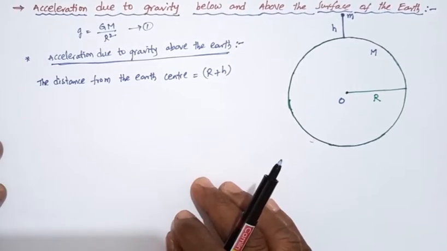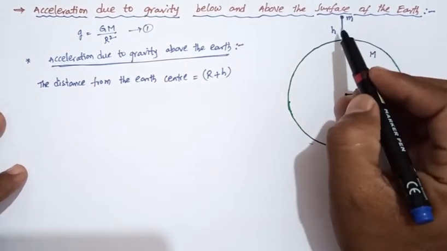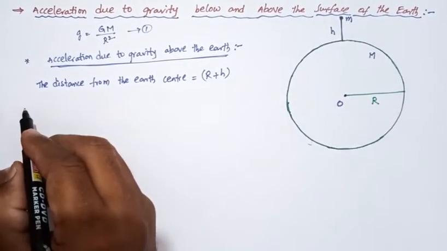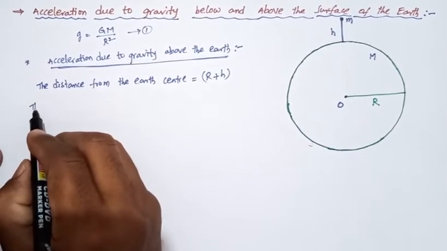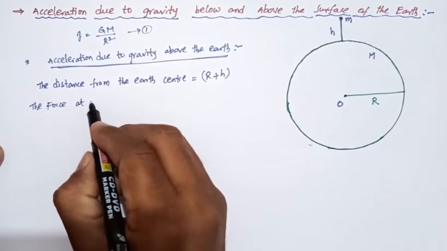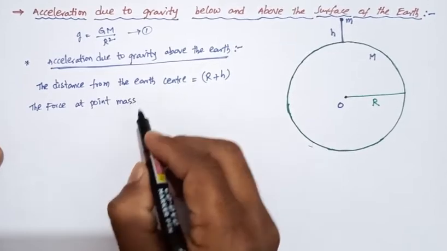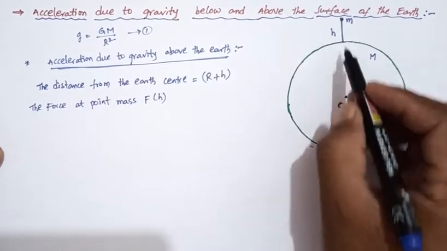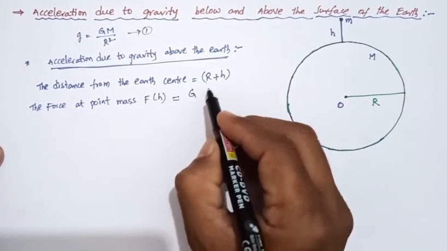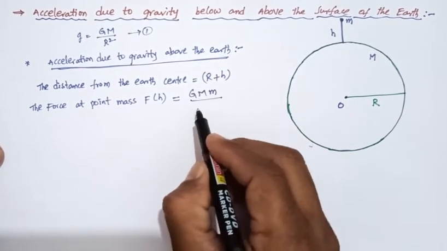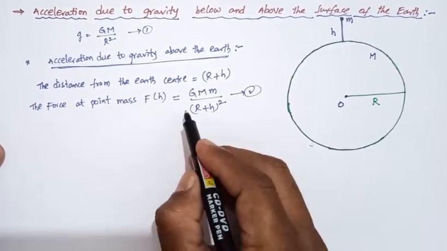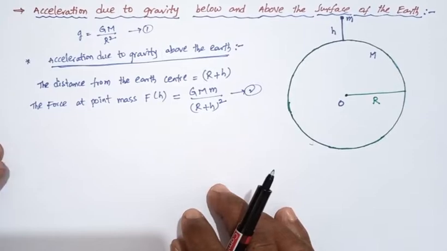Here at the point mass, at the height of h, the force at the point mass, according to the universal gravitational law, we consider F of h, because at a certain height h, F of h equals G capital M small m by R plus h whole square. So this is equation number 2.